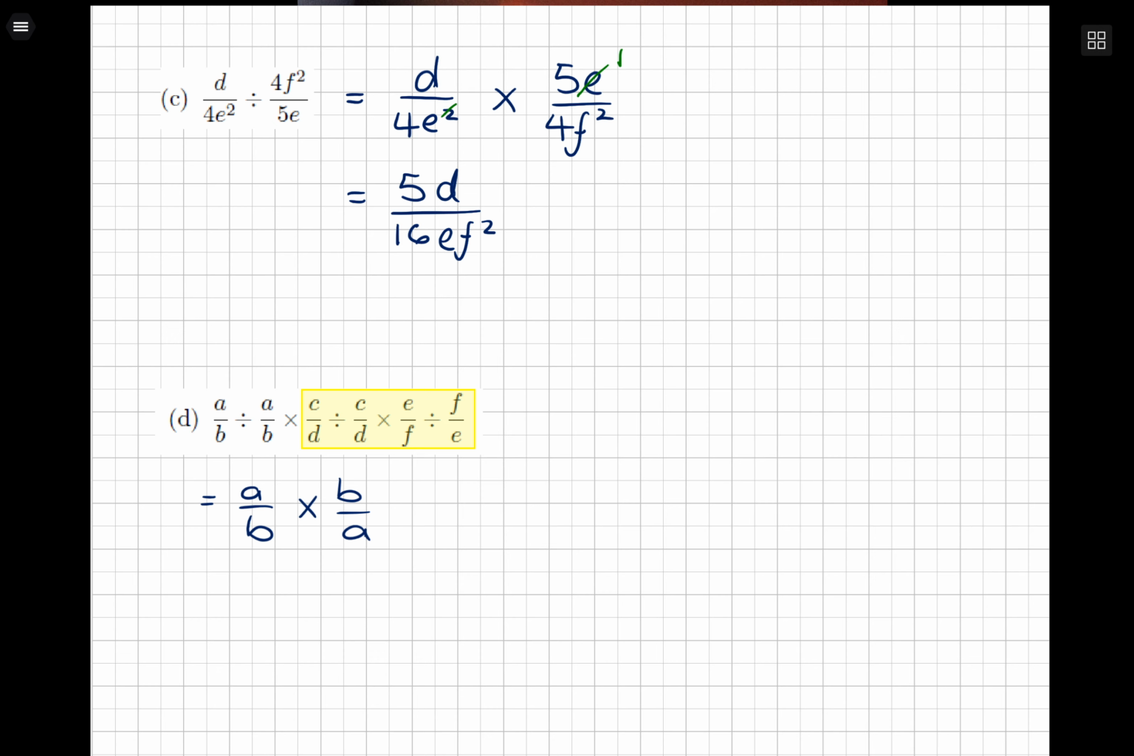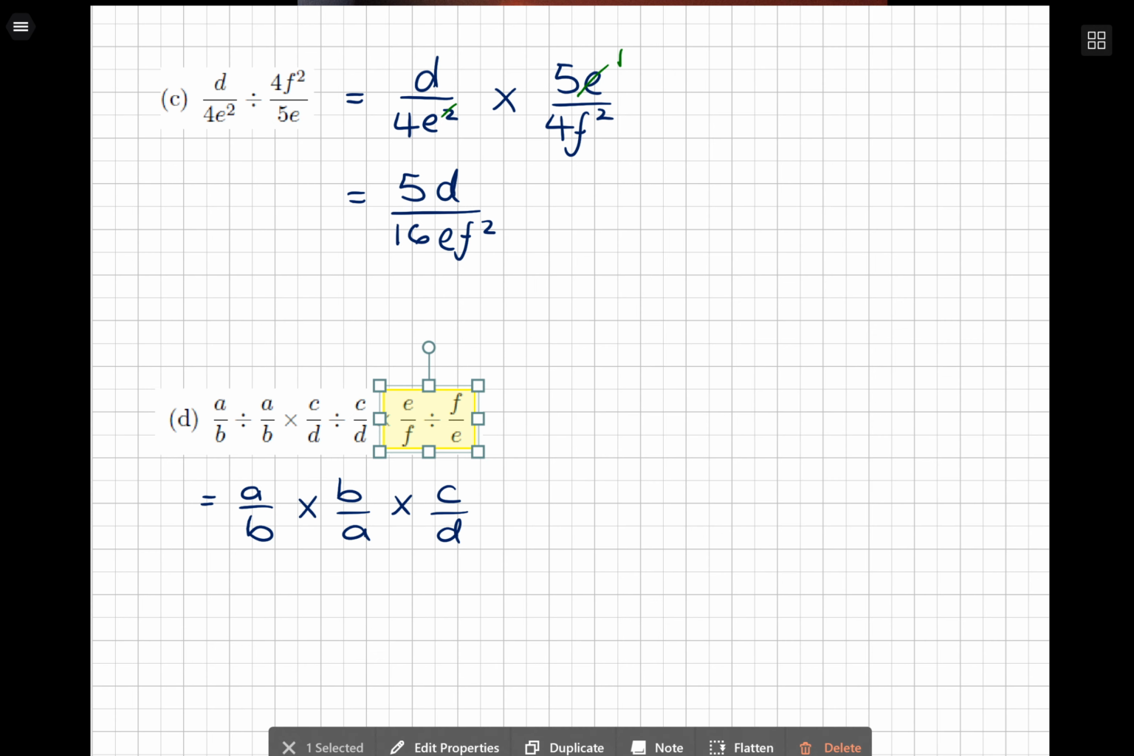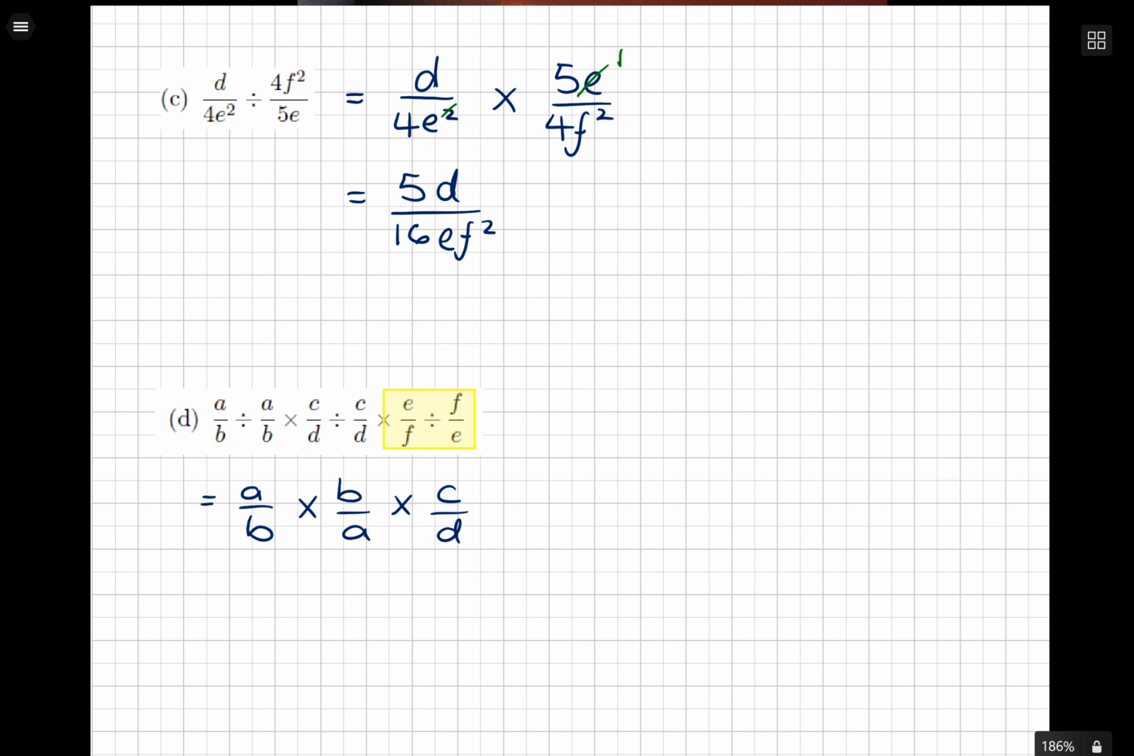Now we'll just move one more along, and we've got our times C on D, so we'll just put that as it is. Okay, we've got our divided by C on D, so we need to change it to a multiplication and to turn it to the reciprocal. And next one, times E on F, that just stays as it is. And the last one, the divided by F on E, we need to change to a multiplication, and taking the reciprocal, the E comes on the top and the F comes down the bottom.